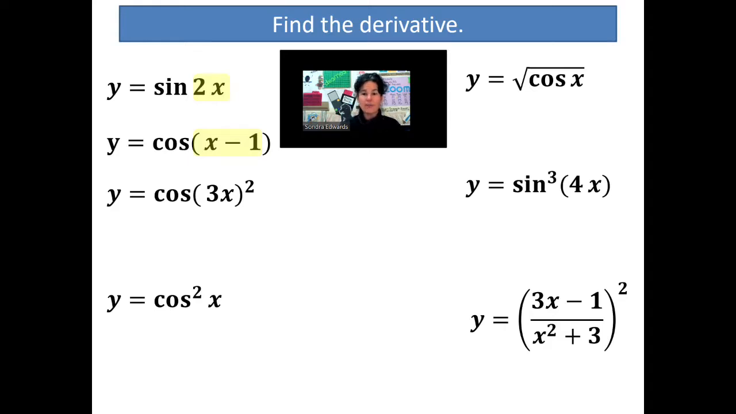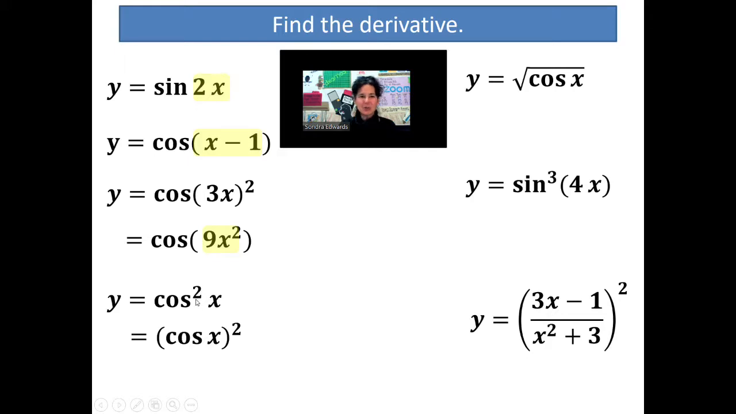Before I call out the ugly on this third one, I want to rewrite it. So we have cosine of ugly. So if we had the derivative of just cosine x, that would be negative sine x. But because we have cosine of ugly, it's going to be negative sine of ugly times ugly prime. Same thing on this last one. I want to rewrite it.